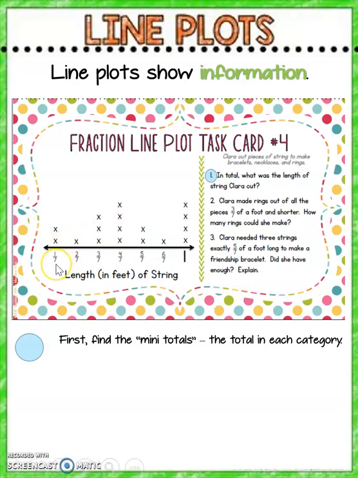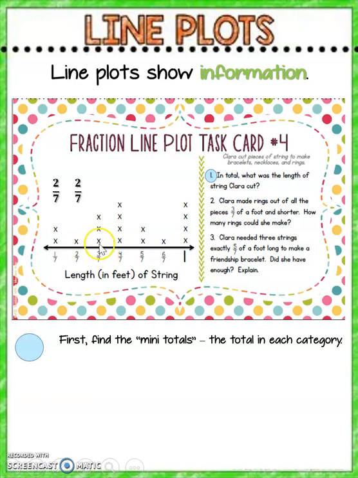I know my first category represents pieces that are 1/7 of a foot long. Since there's two pieces in that category, I can do 1/7 plus 1/7, or I can think about it like 2 times 1/7, and that will show me that those two pieces combine together to a total length of 2/7 feet. My next category only has one piece of string, so I know that that also represents 2/7 feet.